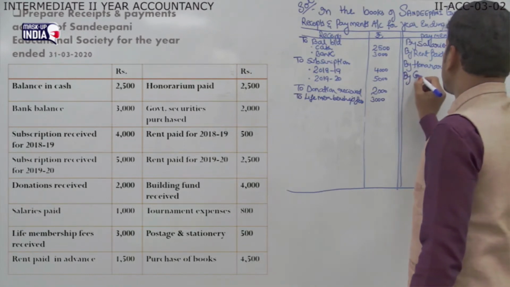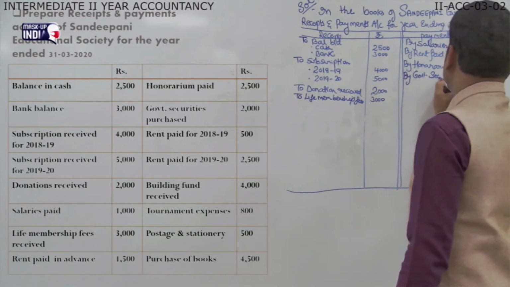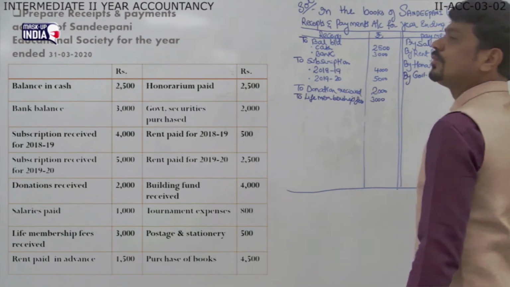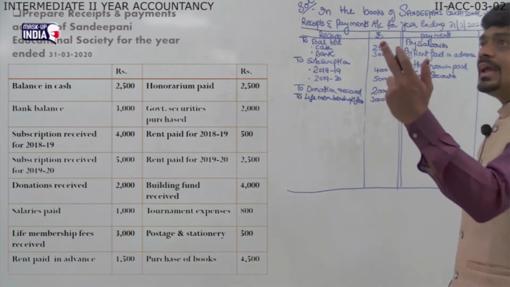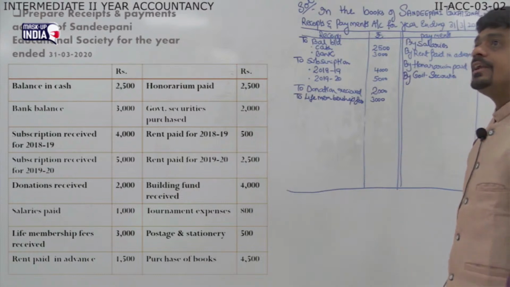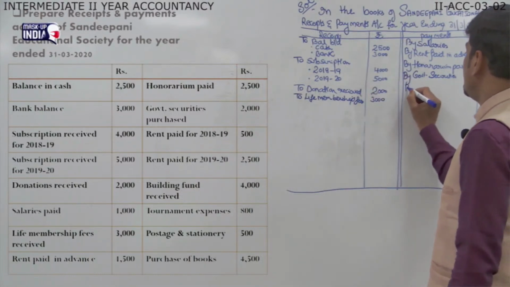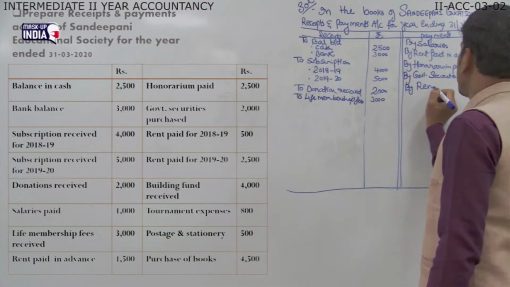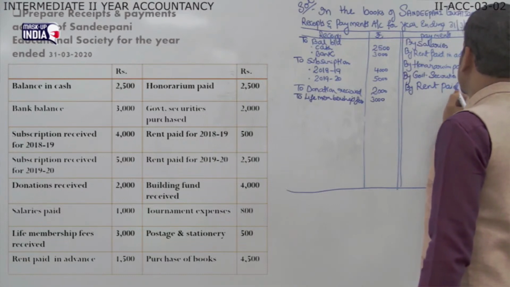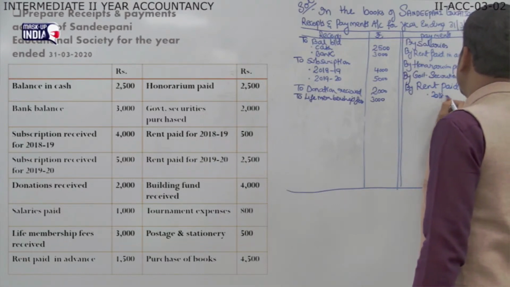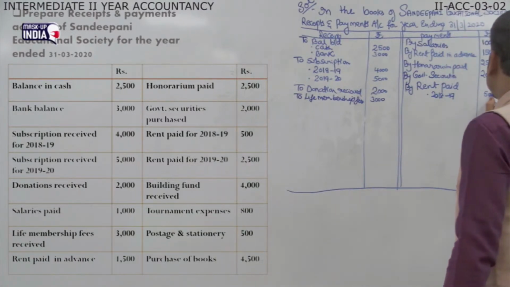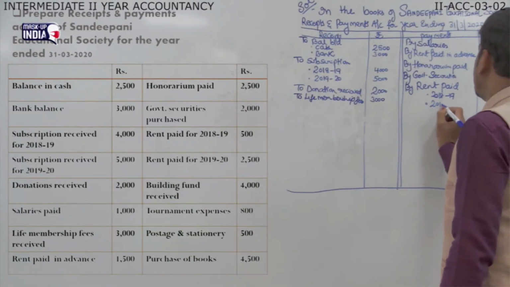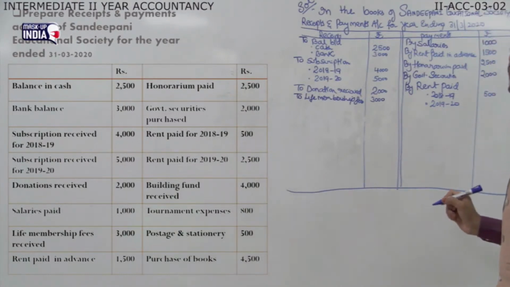Then securities purchased. So by government securities, how much we bought for? 2,000. Then rent paid. Again he gave rent paid for 2 years. 18-19, 19-20. So same like subscription. We will write here by rent paid. 2018 and 19. How much we paid rent? We paid 500. Then 2019 and 20, we paid rupees 2,500.